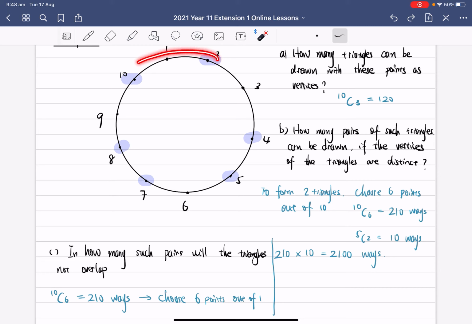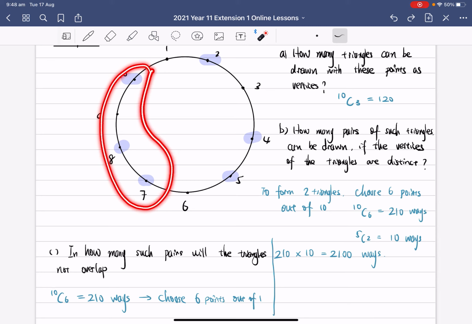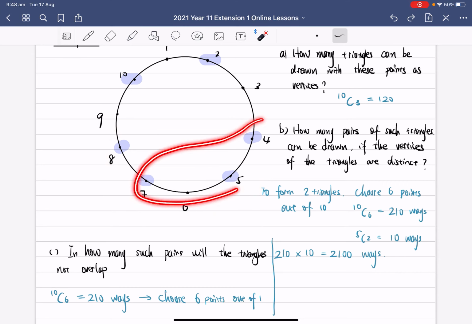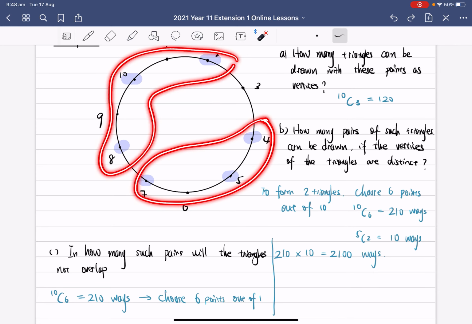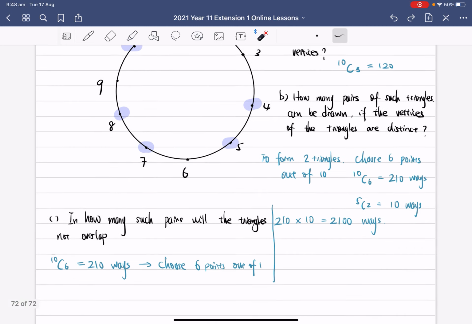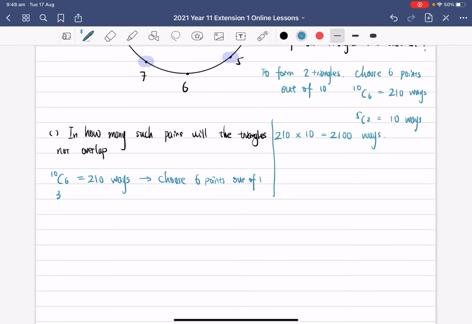If we choose 2, 10, and 8, that's 1. That's 2. And then that's 3. Now, is that 4? Think about this. If I choose this 3, is that 4? No. Because if you're choosing this 3, that's just going to be the first case where you're choosing 2, 10, and 8. So there are only 3 possible triangles that are not overlapping. Only 3. So 3 pairs of triangles, I would say 3 ways that are not overlapping.